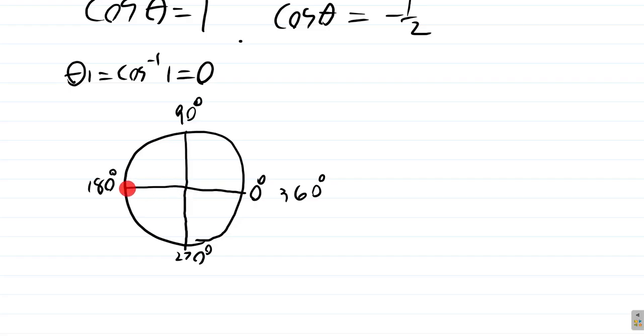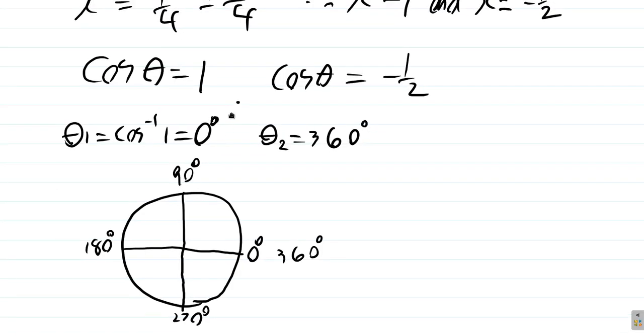If you go over here, the adjacent will be negative. So if you consider finding the angle between 0 and 360 degrees, it happens at 0 and it also happens at 360. So the second angle, theta 2, is equal to 360 degrees. So we have two angles already from cos theta equals 1.